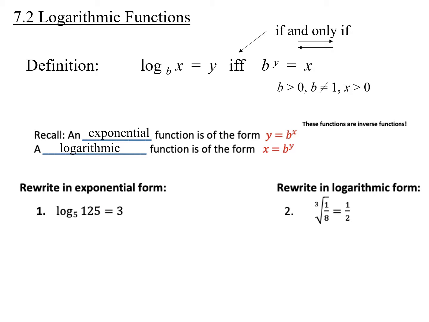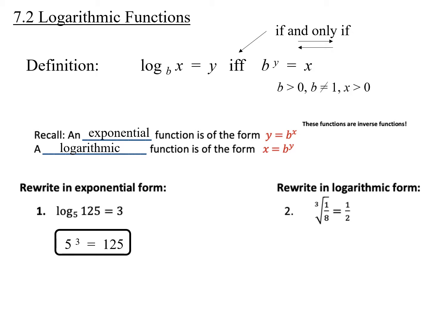Now let's rewrite this in exponential form. And I'm going to follow what's going on up here. We want it in the form of b to the y is equal to x. Well, notice b is the base. In this case, the base is 5. And that b is taken to the power, and remember logarithms are nothing more or less than exponents. And so we write this as 5 to the third equals 125. And notice that is indeed a true statement. 5 to the third power is 125.